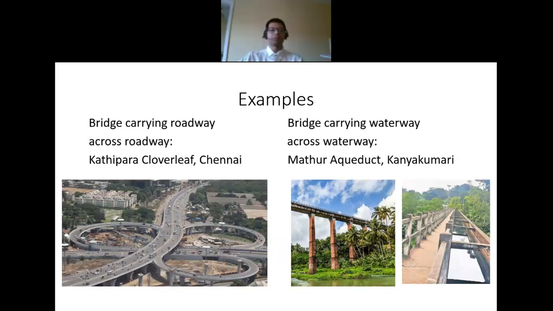Let's see a few more examples of what it carries and what it crosses. So the Kathipara Cloverleaf is a set of road bridges which cross other roads. The two pictures on the right here show the Mathur Aqueduct, which is located in Kanyakumari. An aqueduct is basically a bridge that carries water. As you can see here, a walkway is provided adjacent to the water channel. This serves as an access to carry out repair or maintenance work. This particular Mathur Aqueduct is also known as the Mathur Hanging Trough. It has become an important tourist destination in Kanyakumari, and the government is spending a lot on expanding tourism here.